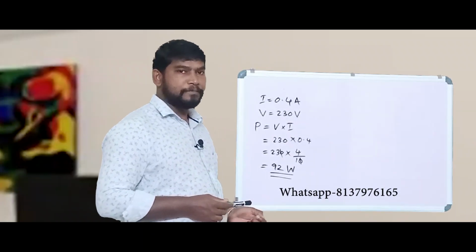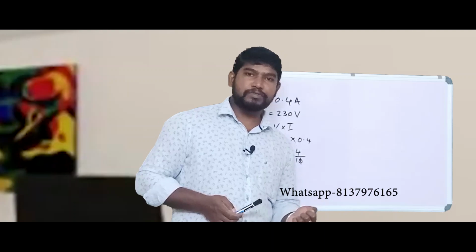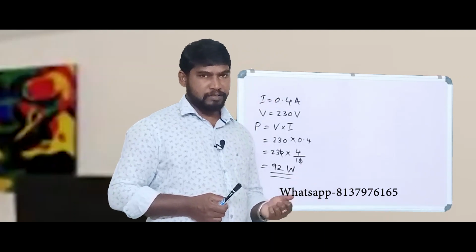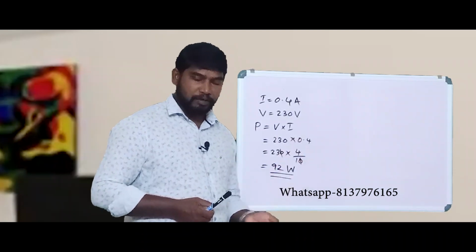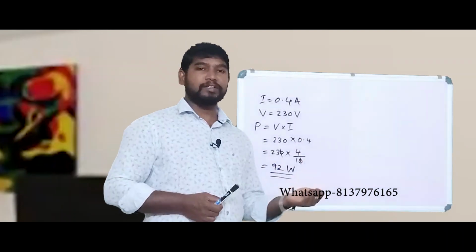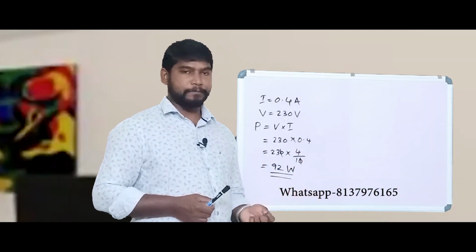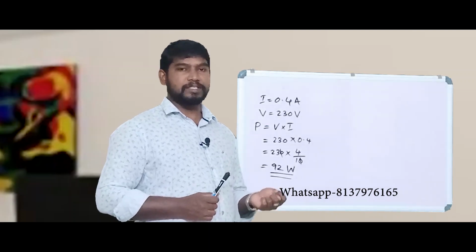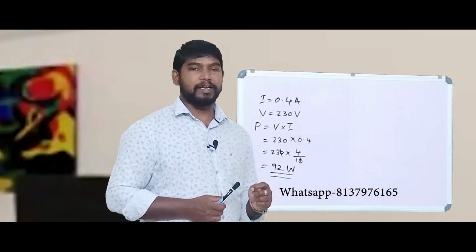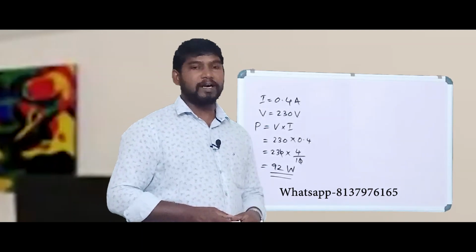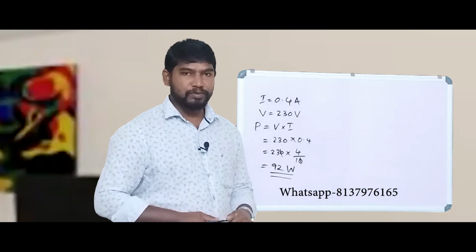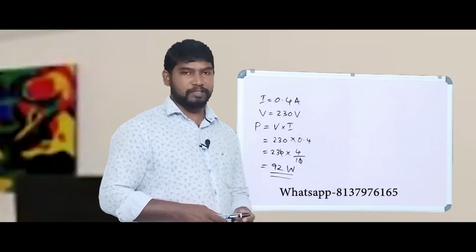This way we can calculate. We are using three equations: I square R, V square by R, and V into I. These are the equations we are using for calculating power, and another simple equation, wattage divided by voltage is equal to amperage.